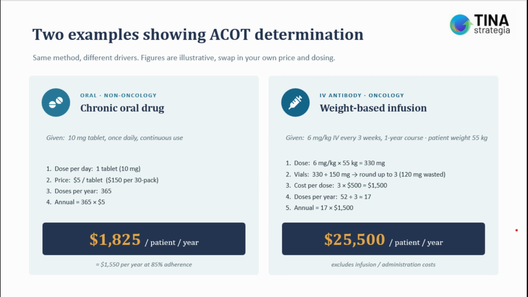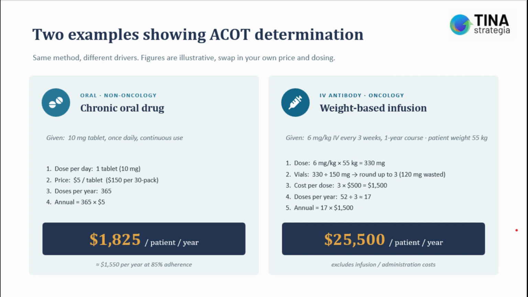Example on the left, the oral, non-oncology drug. Say it's a 10 milligram tablet, taken once a day, every day. Step 1, dose per day, 1 tablet. Step 2, the price. $5 per tablet, that's a $150 pack of 30 tablets, so 150 divided by 30 is $5 each. Step 3, doses per year. Taken every day, that's 365. Step 4, 365 tablets times $5. And that gives us an annual cost of about $1,825 per patient per year.